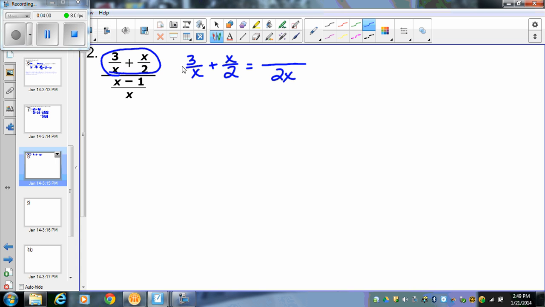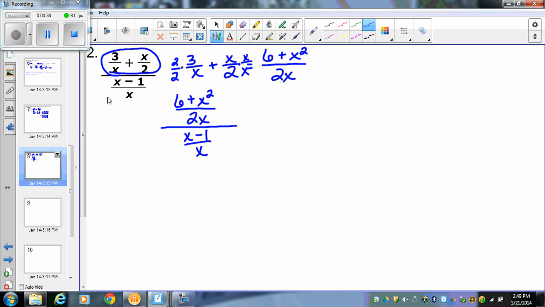So the first fraction is missing the 2 in the denominator. So both the numerator and the denominator get multiplied by 2. That would turn the numerator into a 6. And then in the second fraction, we're missing x's in the denominator. So when we multiply the numerator and the denominator by that, we get x squared in the numerator. So now that fraction is 6 plus x squared over 2x. So my problem now is 6 plus x squared over 2x all over x minus 1 over x.